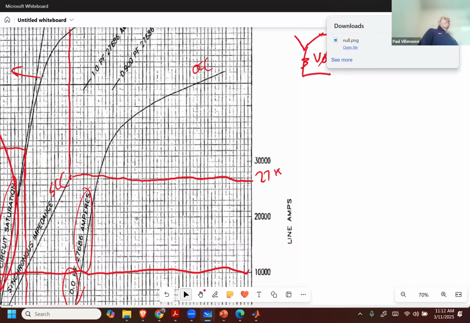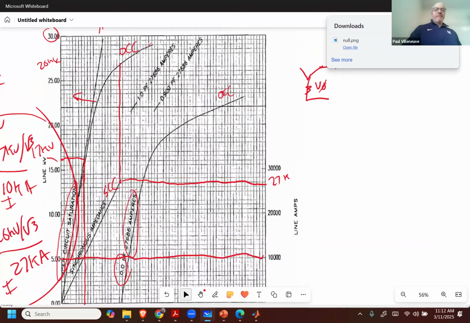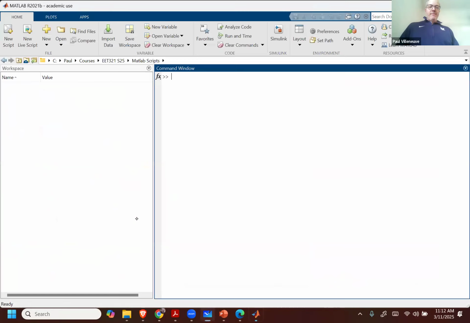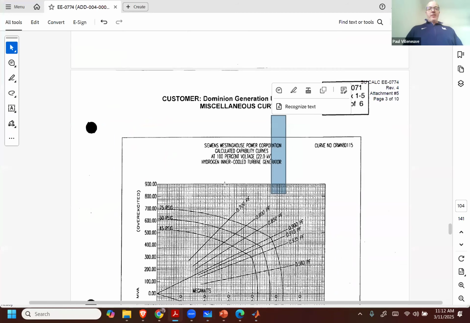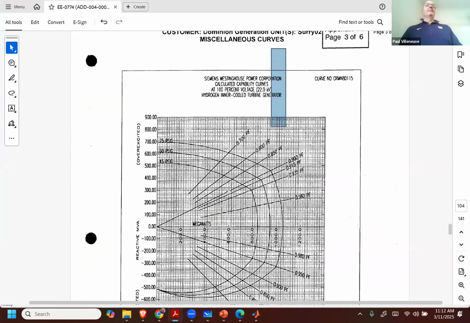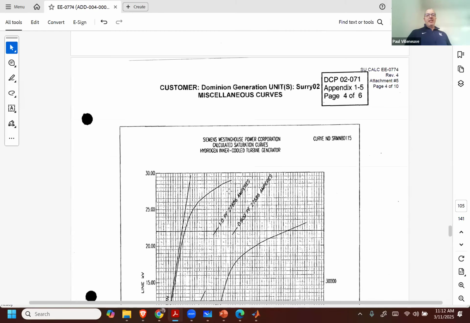Yes, sir. Where does the data come from? The manufacturer? Let me show you. From Siemens Westinghouse Power Corporation. They calculated it, right?